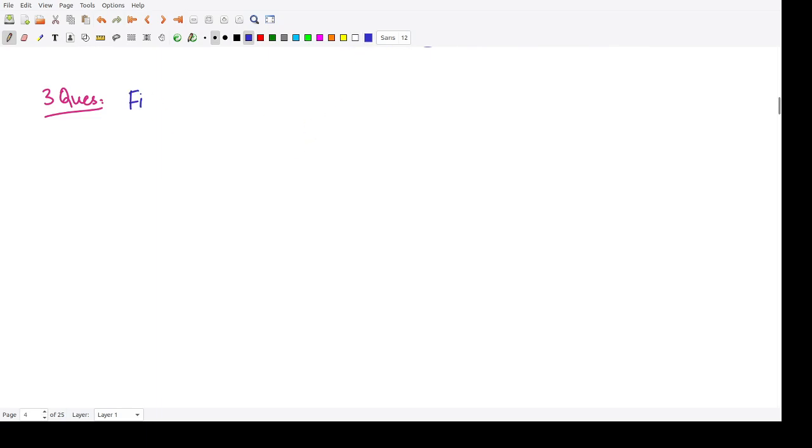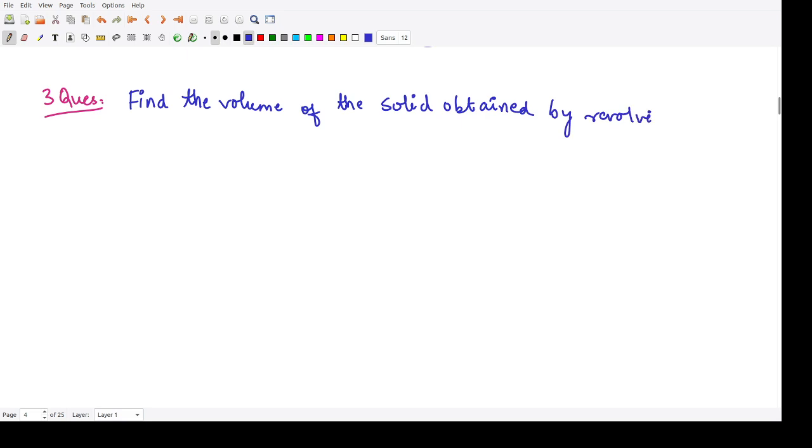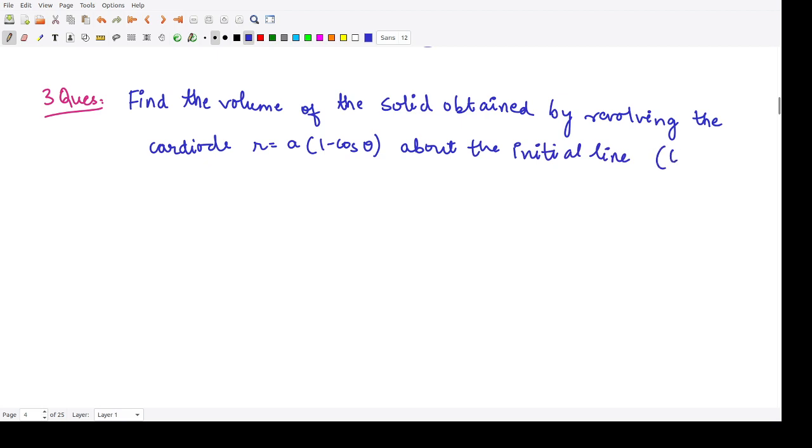So the next example is find the volume of the solid obtained by revolving the cardioid having equation r is equal to a(1 minus cos theta) about the initial line. What is the initial line? The initial line is the line having the value of theta as 0 degree or radians.